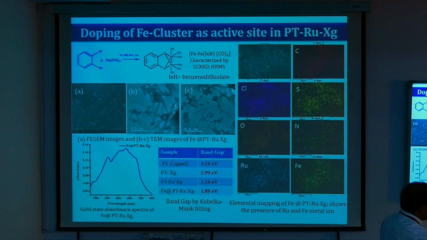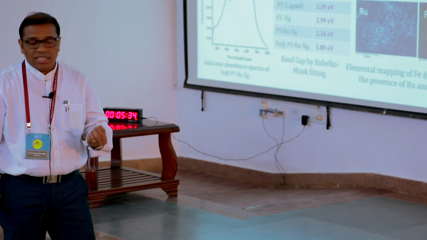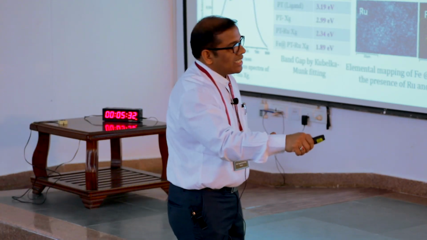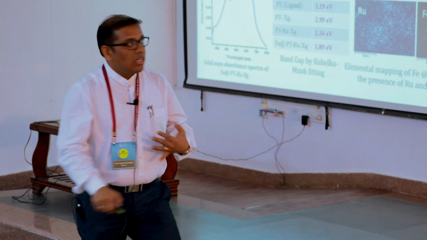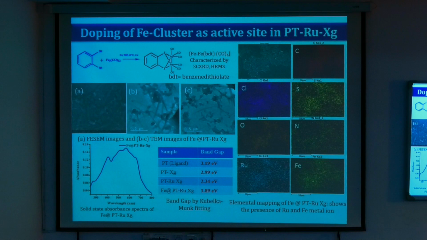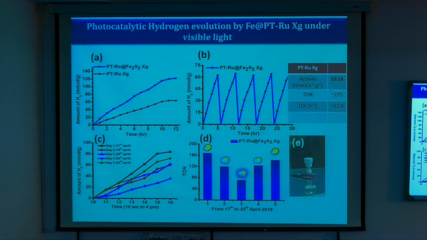Then we used the iron dihydrogenase. In nature, the iron dihydrogenase is used for the oxidation and reduction of the proton. We have prepared a similar small compound, which is the diiron, with iron in the -1 oxidation state. We immobilized this during the gelation, and you can see from the FESEM that the iron is throughout the matrix. Then the band gap also changes from 2.344 to 1.89 electron volt. So this is a huge change.